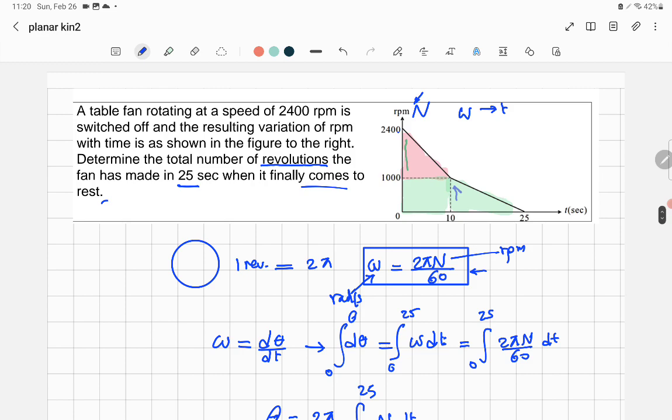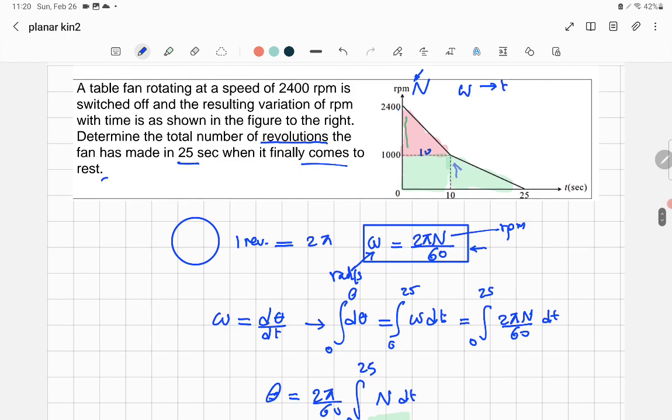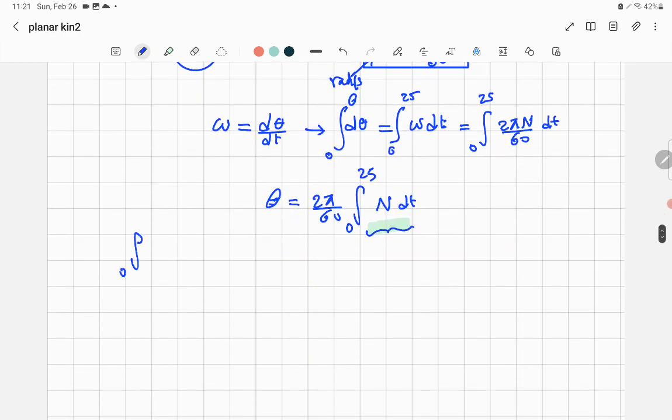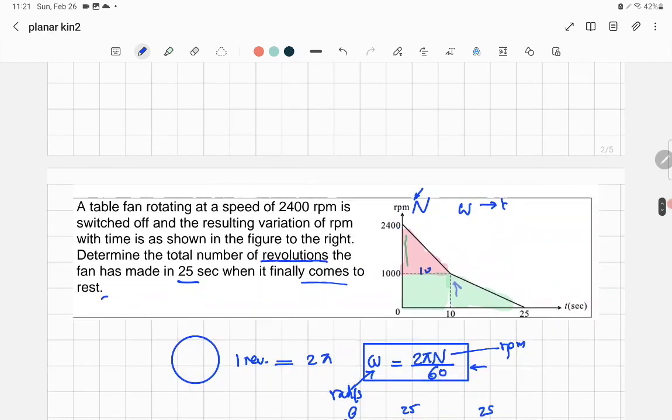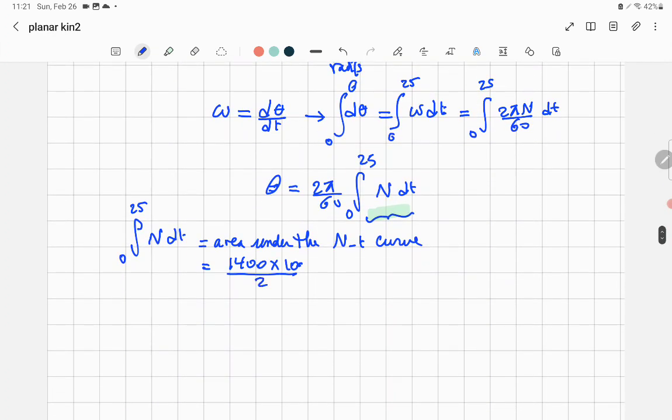So what is the area of the triangle? You have from 0 to 10, so the base is equal to 10, and the height from 1000 to 2400 will be equal to 1400, right? So let's do the area, from 0 to 25 of n dt, that's equal to the area under the n-t curve. The first one is the triangle: 1400 times 10, divided by 2.